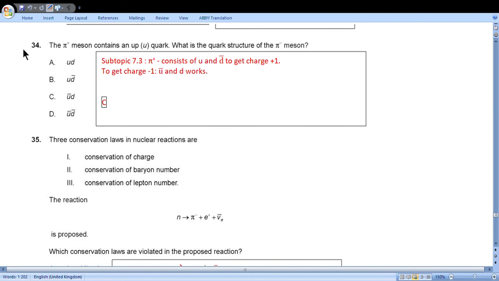34. The pi plus meson contains an up quark. What is the quark structure of the pi minus meson? Subtopic 7.3. So pi plus consists of an up quark and a down antiquark to get charge plus 1. To get charge minus 1, an up antiquark and a down quark works. So we choose C.